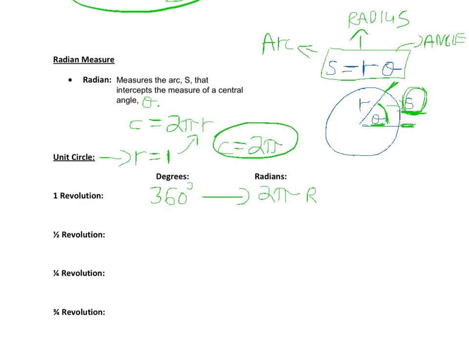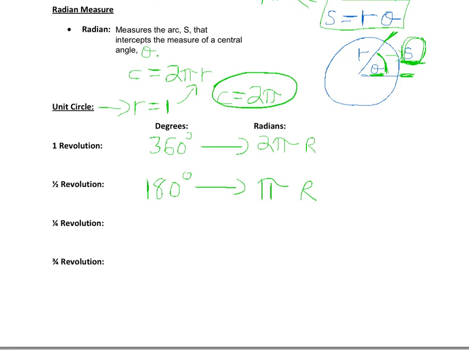Okay, let's relate the rest. Let's say you go half a revolution. Well, it's easy in degrees. If I go half a revolution, half of 360 is 180 degrees. If I do that in radians, well, half of 2 pi is just pi. So we'll say pi r or pi radians. Let's say we do a quarter. If I go a quarter of a revolution, a quarter of 360 degrees is 90 degrees. And if I take a quarter of 2 pi, it's the same as dividing it by 4. Well, that reduces to pi over 2. So that's pi over 2 radians.